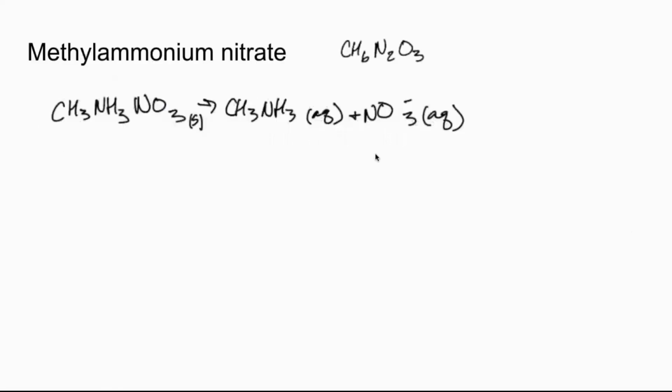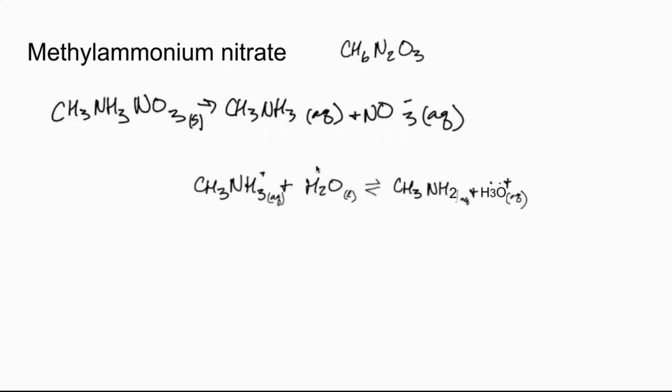So first we're given methyl ammonium nitrate, and we react this out, separate the methyl ammonium and the nitrate, and then we take the methyl ammonium and react this with water to form methylamine and hydronium, and then we take the nitrate and react this with water to form nitric acid and hydroxide.